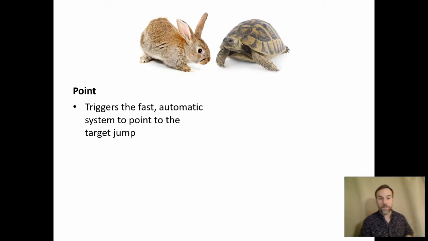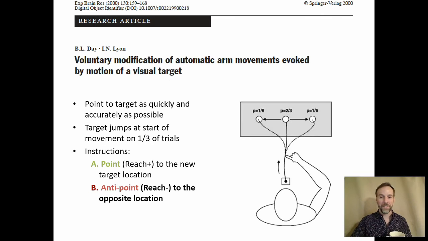So to summarize the point task, the jumping of the target triggers the fast automatic system to point to the target jump. And it's a fast system, so it has a short latency of about 125 milliseconds. And we're going to see eventually that this is the hare. This is our fast system. Because, of course, the hare is faster than the tortoise. I forgot I added a picture of the hare there. Okay.